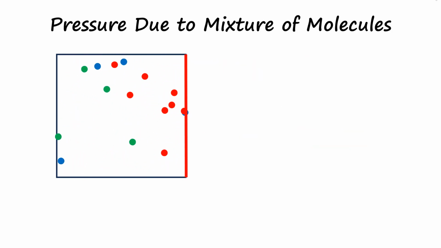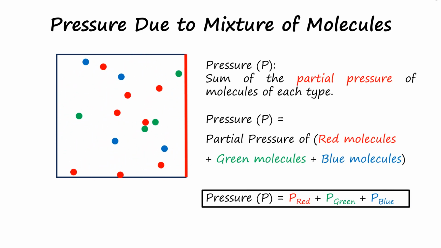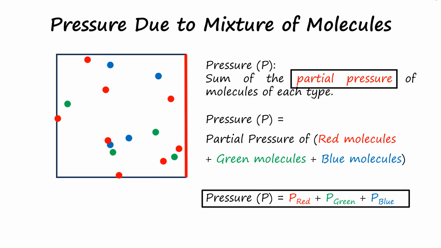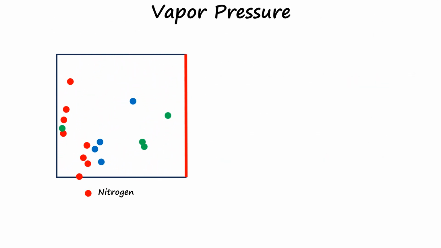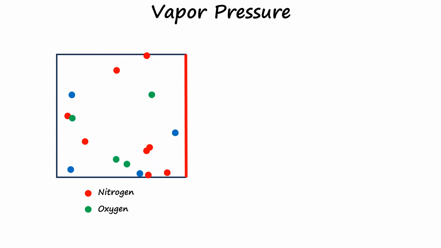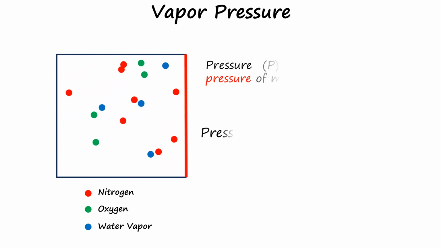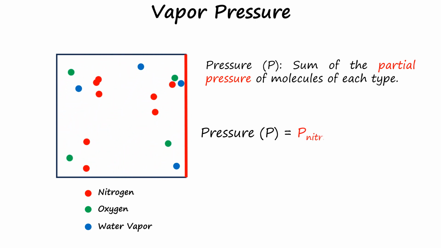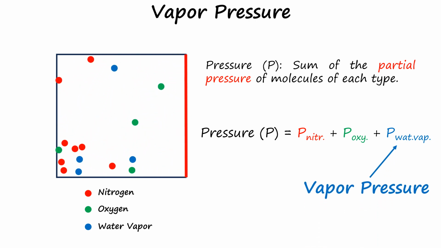And if the container has a mixture of gases, the pressure from each type of gas adds up. This pressure from each individual gas in a mixture is called partial pressure. Let's say the red dots represent nitrogen molecules, the green ones are oxygen molecules, and the blue ones are water molecules. The total pressure on the container wall is the sum of the partial pressures from nitrogen, oxygen, and water vapor. The partial pressure due to water vapor is what we call vapor pressure.